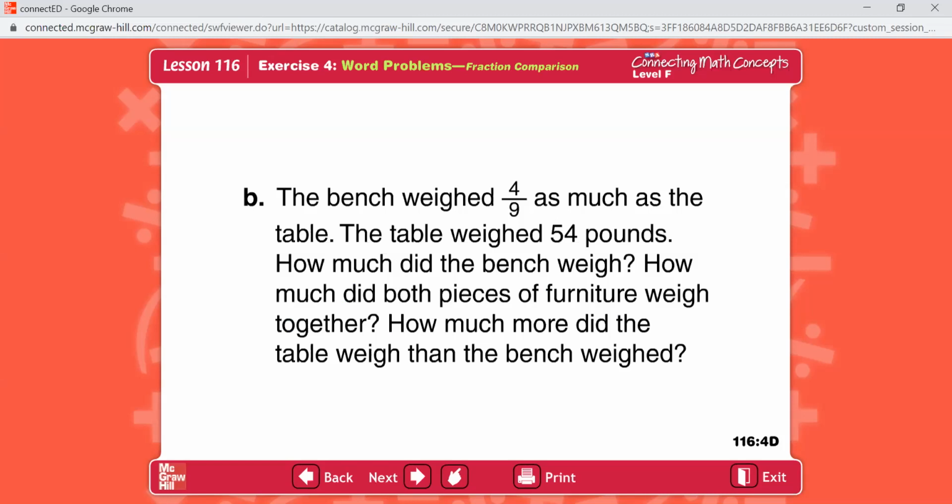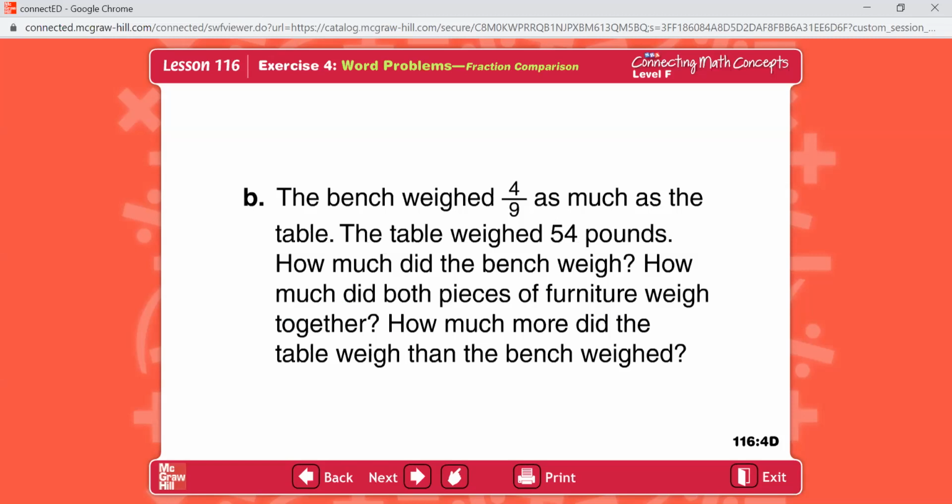Now figure out the answer to the second question. How much did both pieces of furniture weigh together? You work the problem 54 plus 24. 54 plus 24 equals 78 pounds. That's how much both pieces of furniture weighed, 78 pounds.